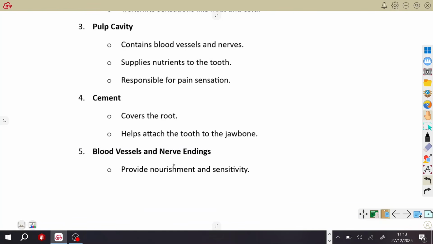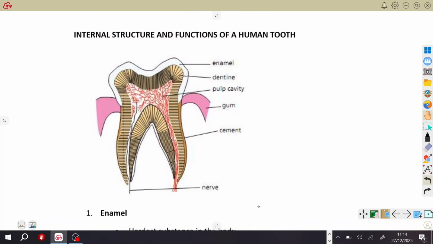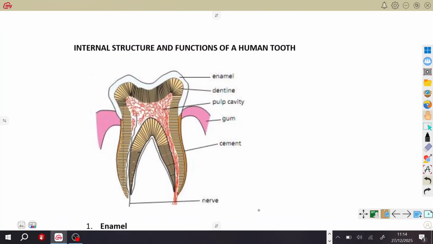Then we talk of blood vessels and the nerve endings. Those ones provide nourishment and sensitivity. When we say provide nourishment, nourishment is the process of supplying nutrients to the tooth. When nutrients are being supplied, that is nourishment or provision. And sensitivity, the way we have talked about, able to feel pain and cold, heat, something like that. All right, so that is it about the internal structure and function of a human tooth.